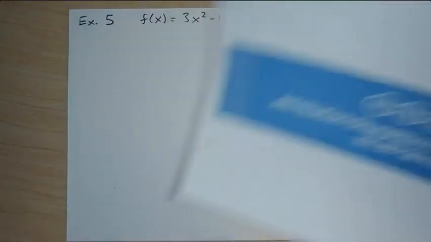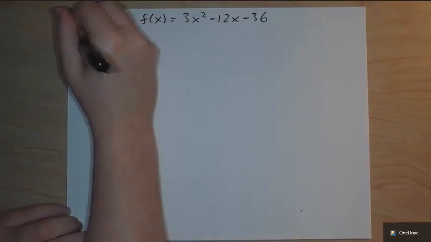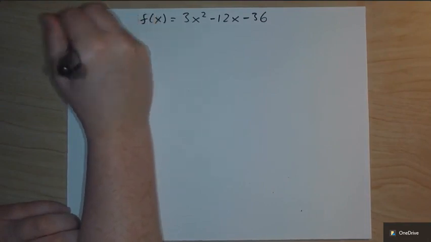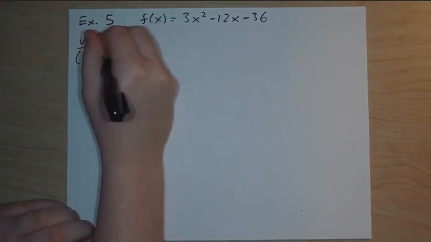This is lab 20, example 5. We have the function f of x is equal to 3x squared minus 12x minus 36. We want to find the vertex, the x-intercepts, the y-intercept, and the range. So we're going to look first at the vertex. The vertex is going to be a point with x, y.